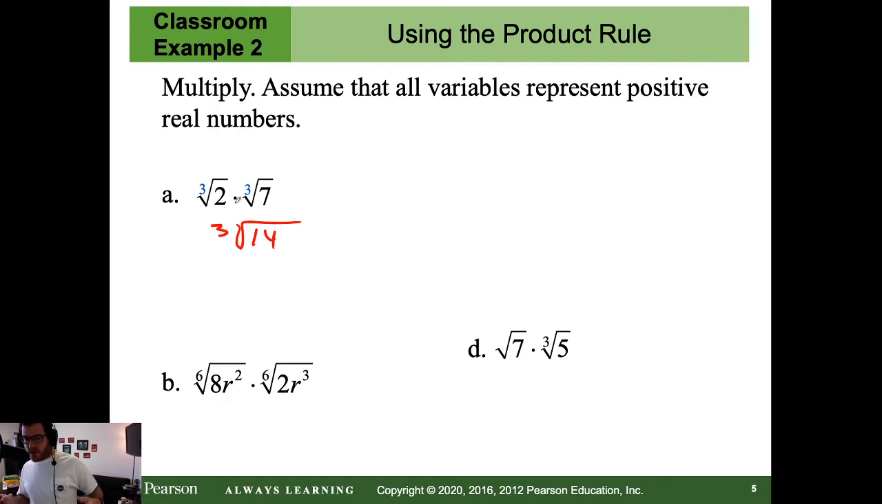So it works the same way. You just have to have the same index. So even down here, it's still the 6th root, and then 8 times 2 is 16. r squared times r to the cube is r to the 5th.